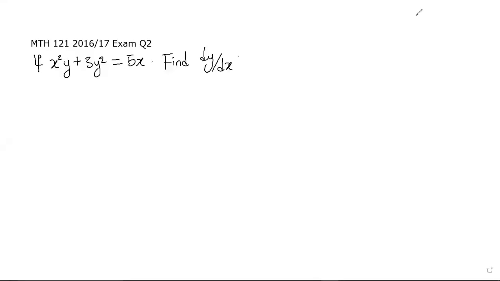All right, good day. Still on Math 121, question number 2, 2016-17 exam, question number 2. My question number 2 may not be actually your question number 2, but it's still in that same exam. You find it in another number. So let's solve it. It says if x squared y plus 3y squared equals 5x, find dy/dx.